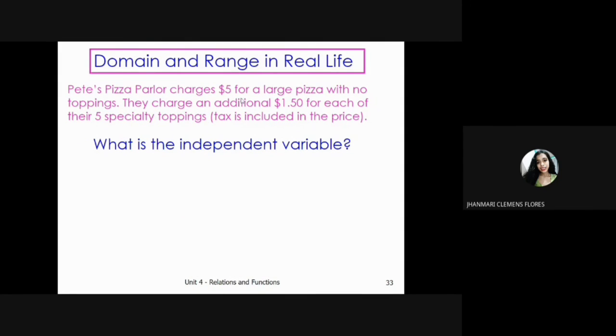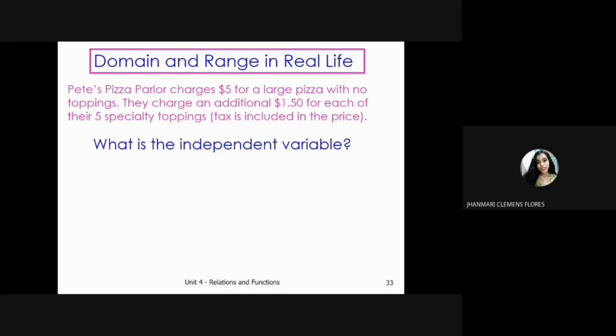Pete's Pizza Parlor charges $5 for a large pizza with no toppings. They charge an additional $1.50 for each of their 5 specialty toppings. I think a lot of you are wondering, what does Pete's Pizza have to do with our lives, and how can it be useful for real life? For people who are into business, accounting or even financing, this is actually more applicable for business, but if you're the financer of that business, it's going to be useful. So that's why it's useful.